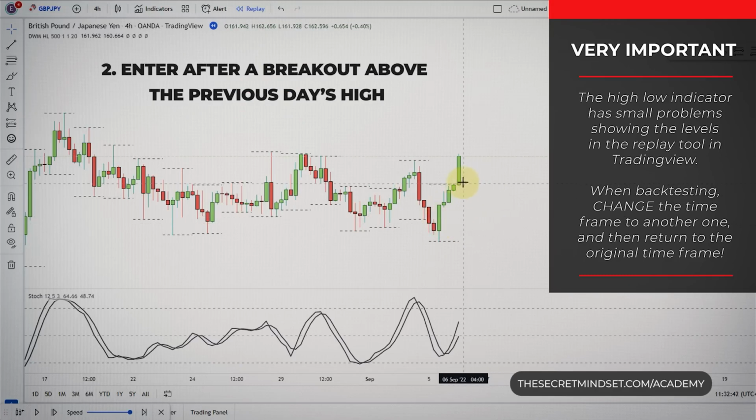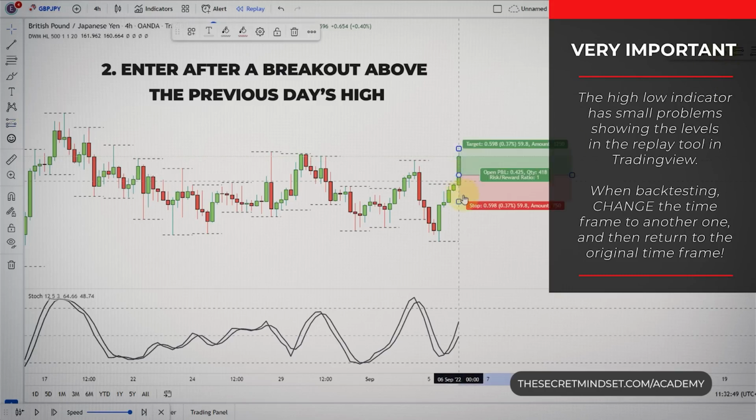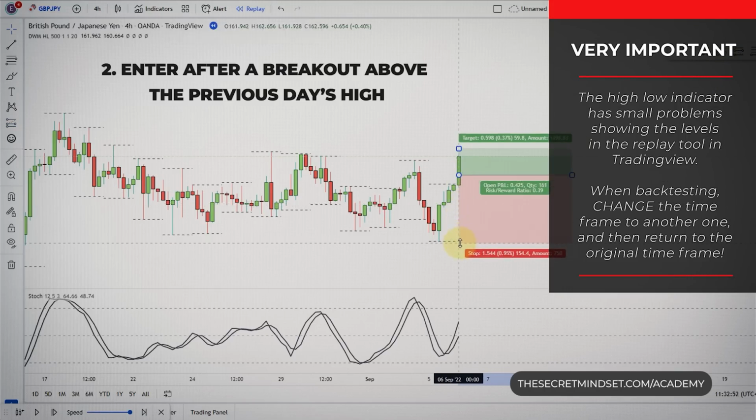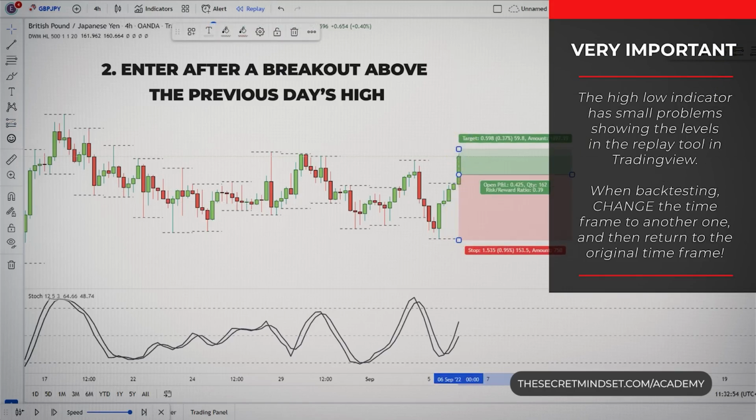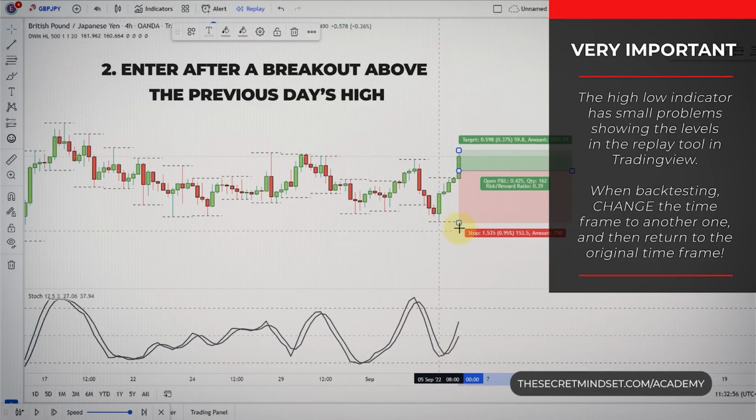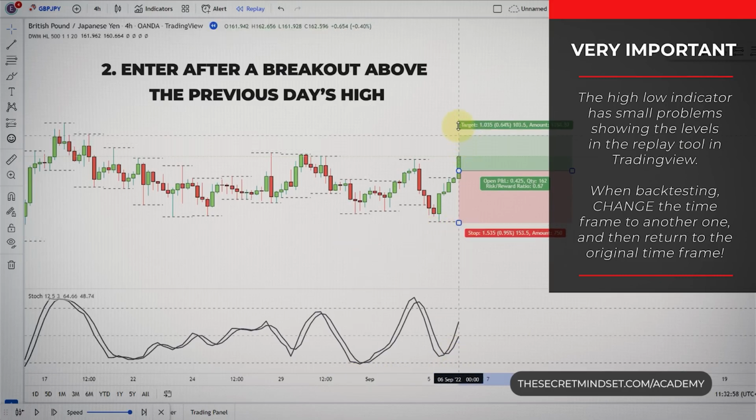You'll enter after a breakout above this day's high. Here it is. Now the signal is confirmed. Loss of momentum on the downside, plus a bullish breakout above the previous day's high.